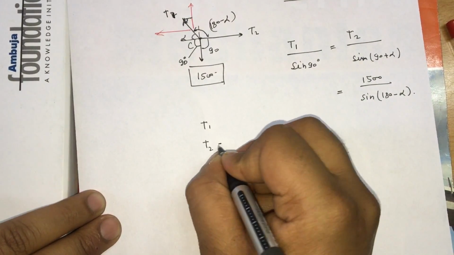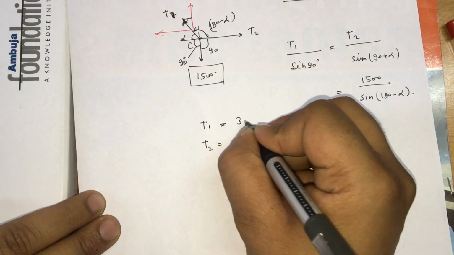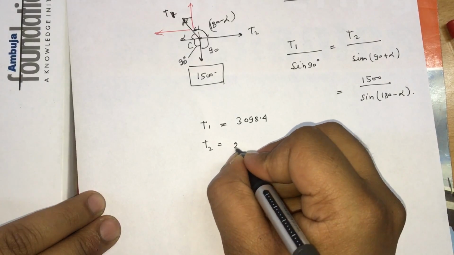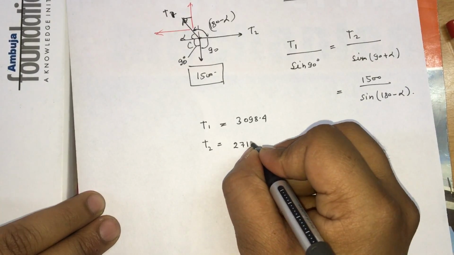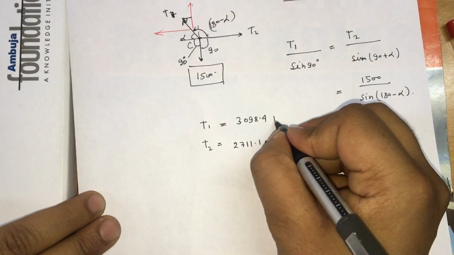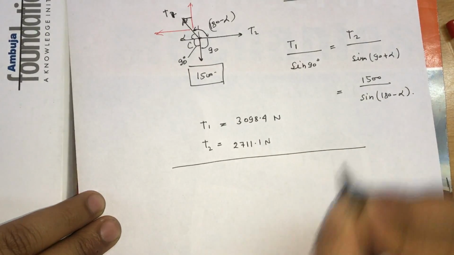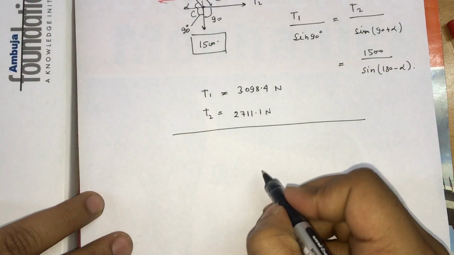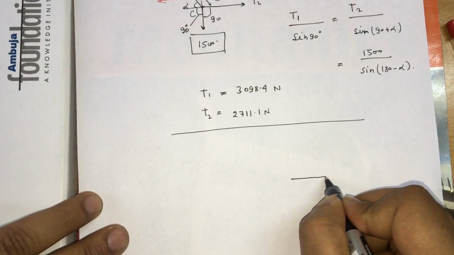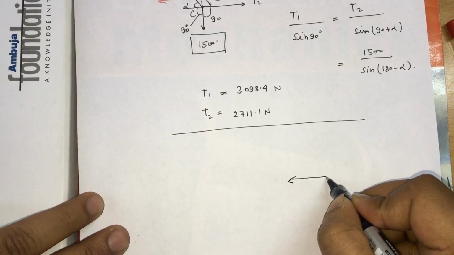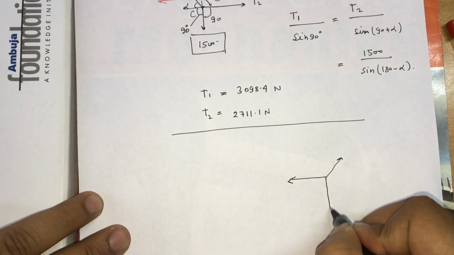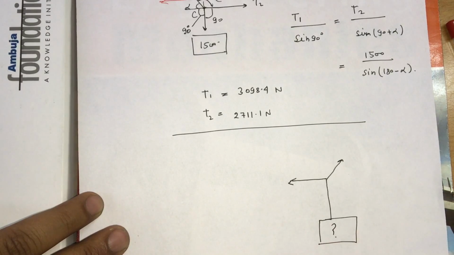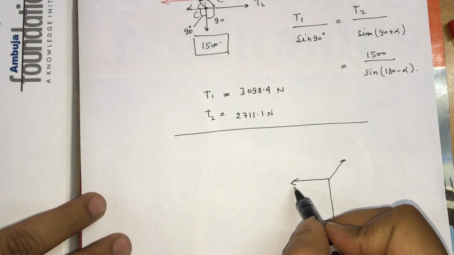you will get the values of T1 and T2. I write here, so T1 is 3098.4 and T2 is 2711.1 Newton. Okay, once you know T1 and T2, you easily transfer your T1 and T2 forces like this. This is the one force, this is the other one, and this is the load, which you have to find out again.